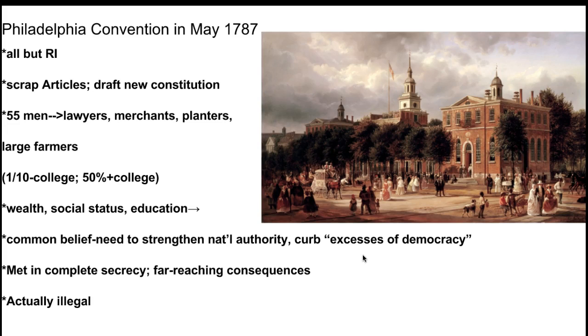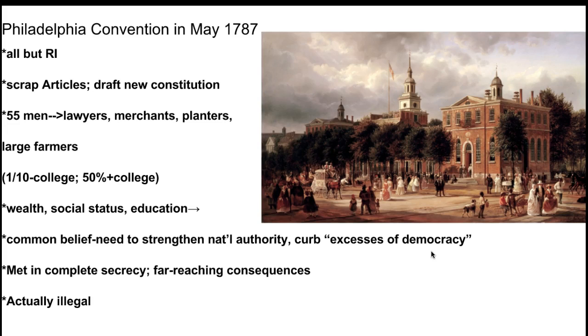They met in secret. They kept the windows closed even though it was very warm, because they didn't want anybody to know what was going on behind closed doors. Curbing the excess of democracy: they did not want the masses to vote. They did not believe that the masses of people had the sense to vote. They didn't think they were educated or wise enough to do so.